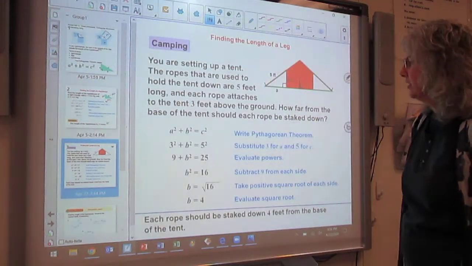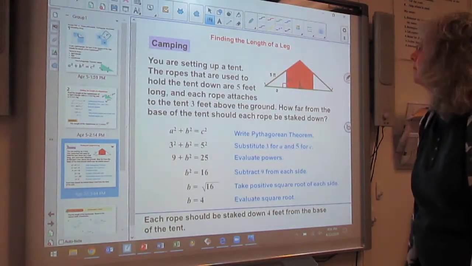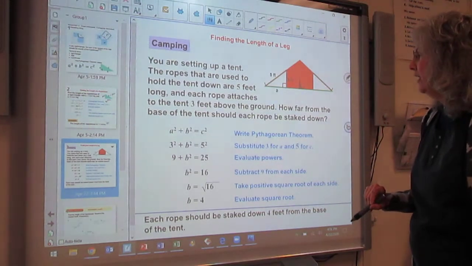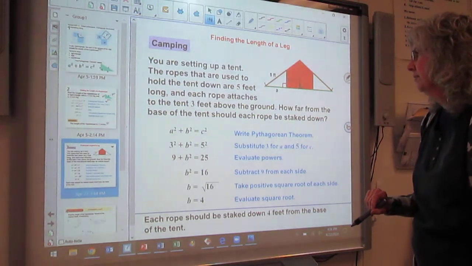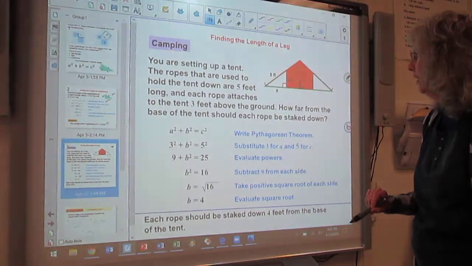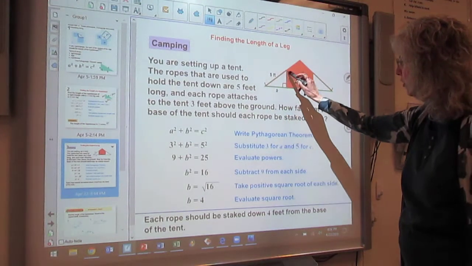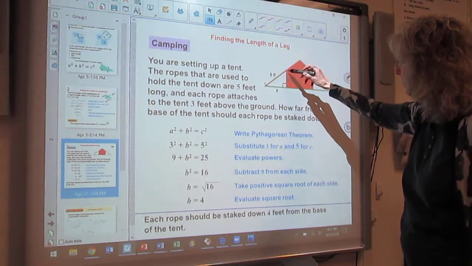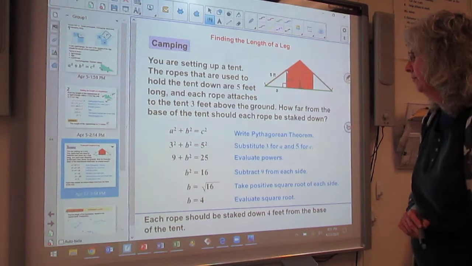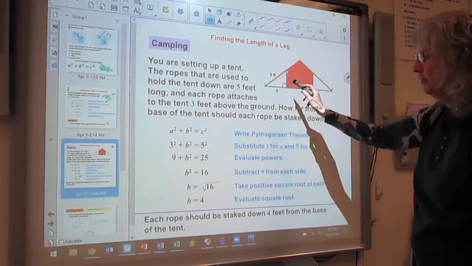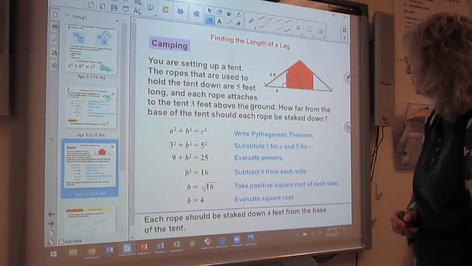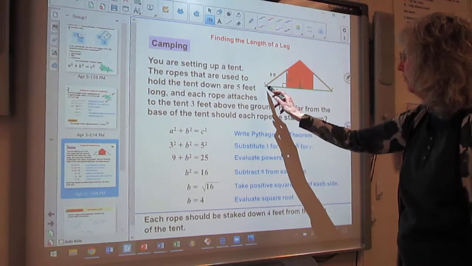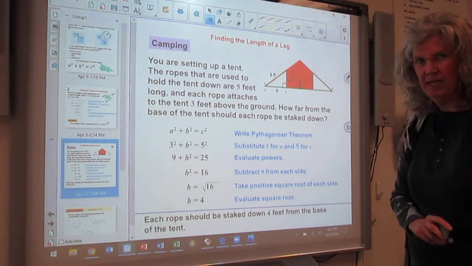Let's go to our practical problem here. This one's in your book. Camping. You're setting up a tent, and you've got to tie down this tent. The ropes are 5 feet. Here's the rope. It attaches to the tent 3 feet above the ground, right there. Obviously, this should be a right angle, going straight down on the side of that tent. We want to know how far out from the tent is that going to be staked.